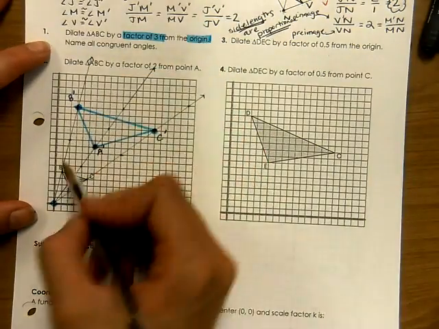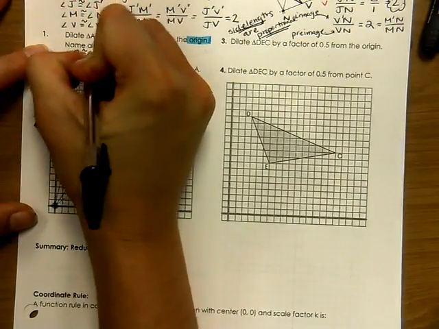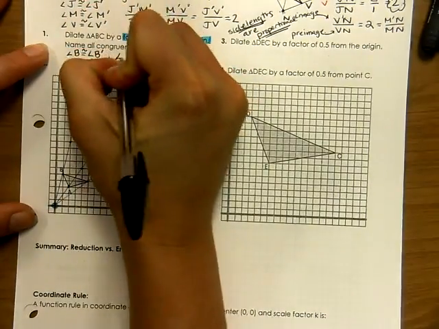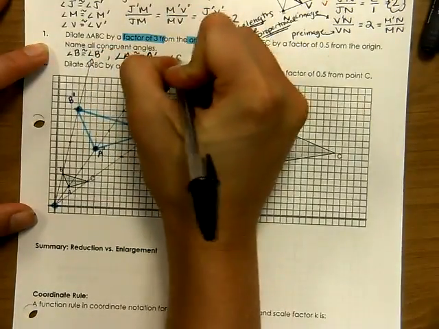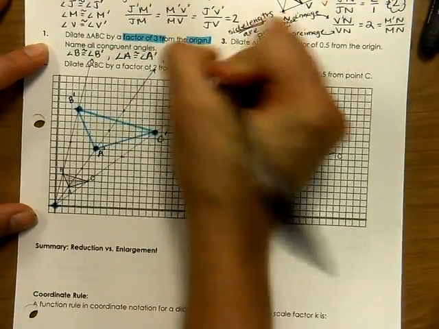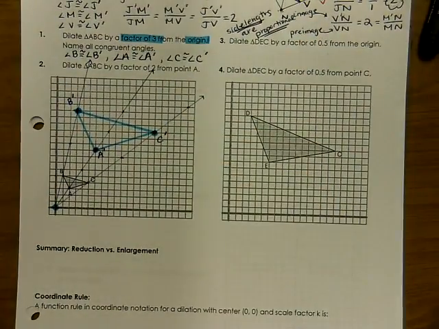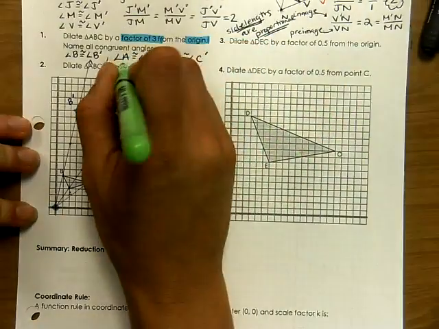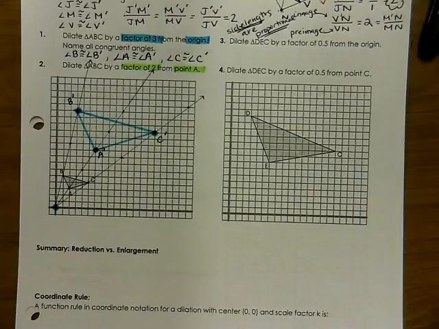Naming the congruent angles, I realize that B and B prime correspond, so angle B will be congruent to angle B prime, angle A will be congruent to angle A prime, and angle C will be congruent to angle C prime. Now, the next one wants me to dilate by a scale factor of 2, so not 3 anymore, just a scale factor of 2 from point A. Go ahead and try and reason through this one on your own before watching how I do it. So pause the video and try and do this on your own.